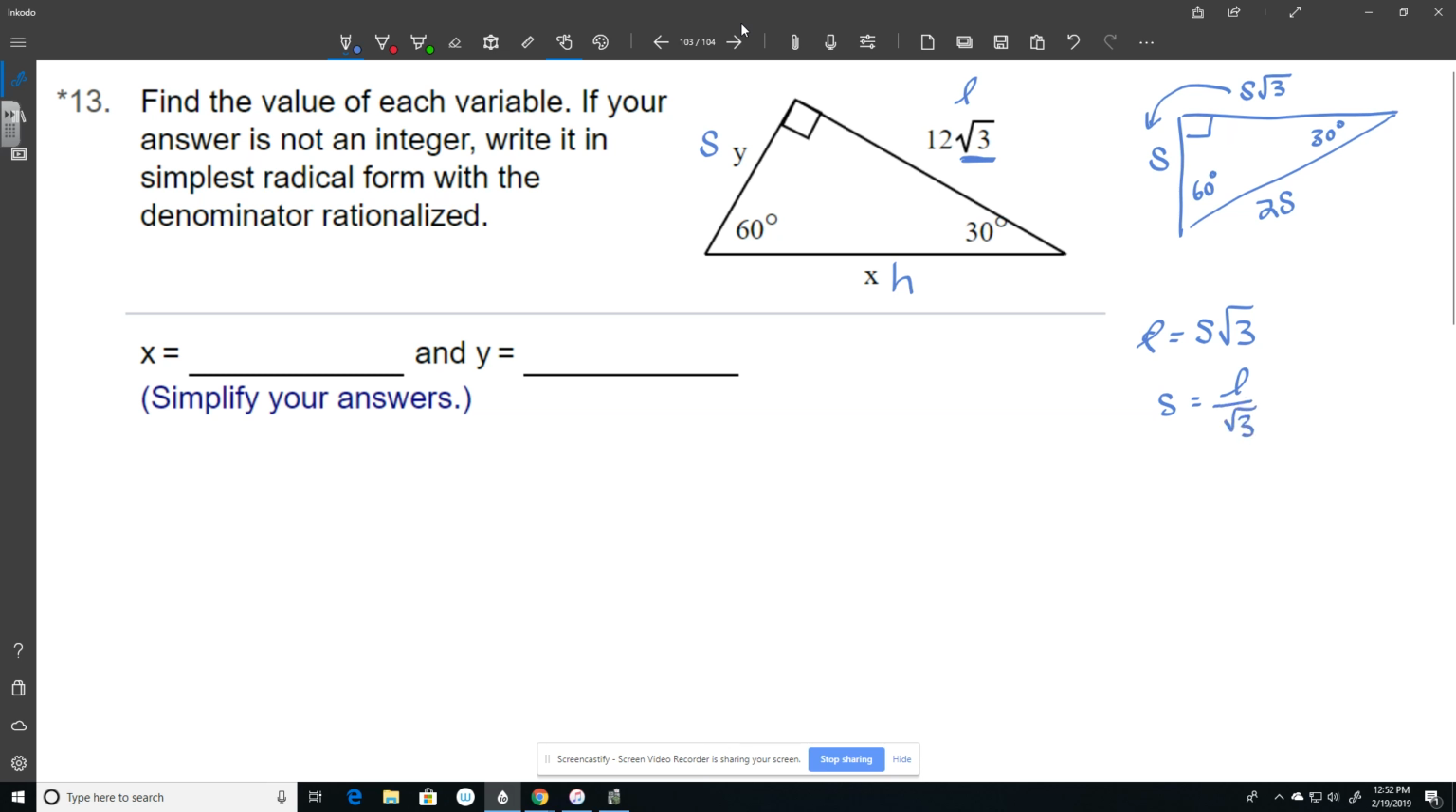So 12 root 3 divided by square root 3, those divide each other away, and all I'm left with is a nice 12 for my short side right here. So my y value is 12, and to go from the y to the h is really easy because I just times it by 2.